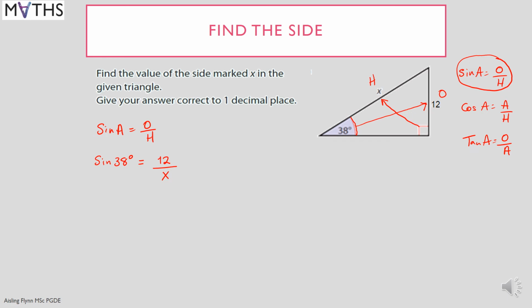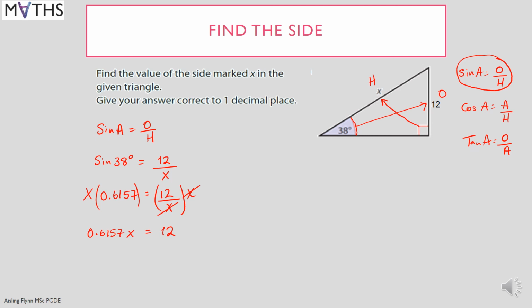Firstly, I can calculate the value of sine 38, which is 0.6157, again using more decimal places than are required in the answer, equals 12 over x. So we're going to do what we did the last time with the denominator, the number that's under the line. We're going to multiply both sides by it, so we multiply by x and x, because x divided by x is 1, and what we get then is 0.6157 multiplied by x equals 12.